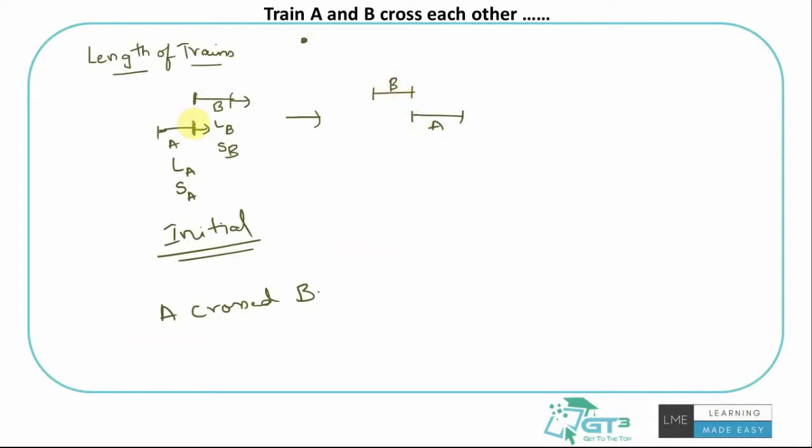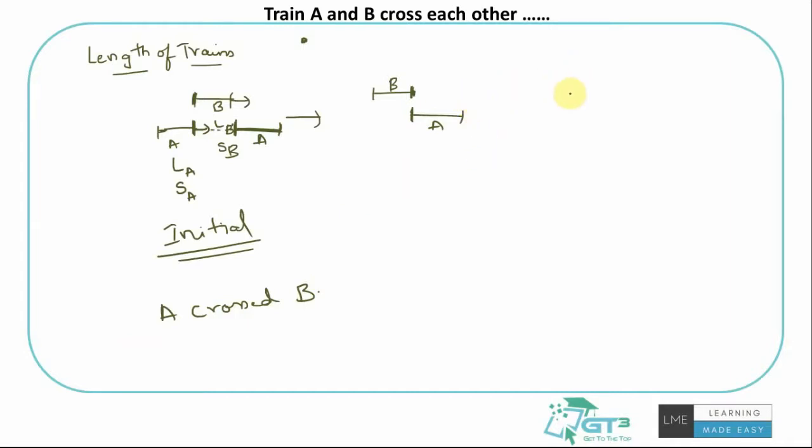Now, if you see this, the starting point of A is matching with the tail of B, whereas in this case, the starting point of B is now matching with the tail of A. That is the difference, right? If you ask me, assume that this train is not moving. In an ideal situation, both the trains would be moving. But this train is coming all the way here, and it is ending up like this. This is train A. So this is what they mean by A crossed a train B.